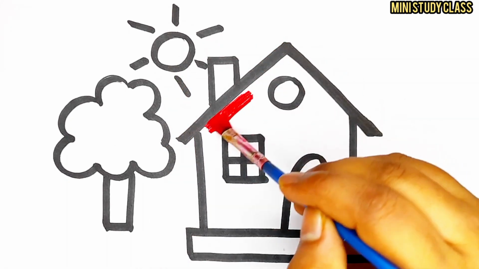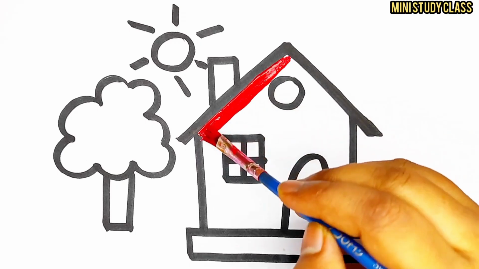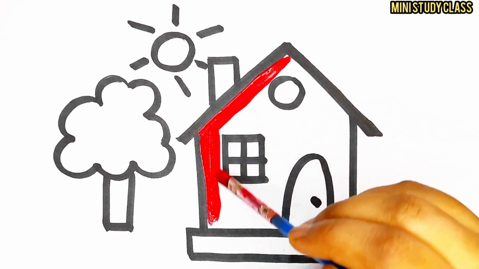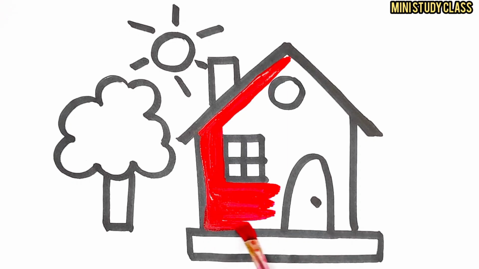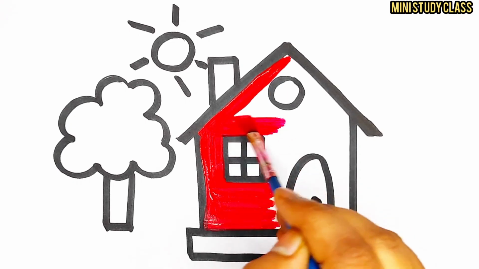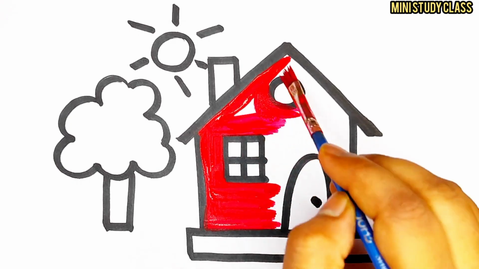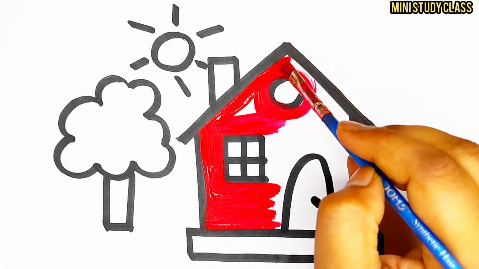Now, it's time to coloring. Here, we use red color to color the wall of the house. Red color.